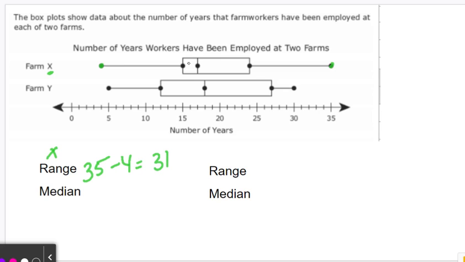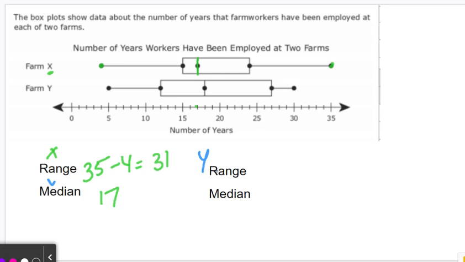The median is the middle number. So when we look, that's going to be our high and low, high and low, high and low. That leaves us with the middle number. I follow that down. That is 15, 16, 17. We can do that same thing for farm Y.